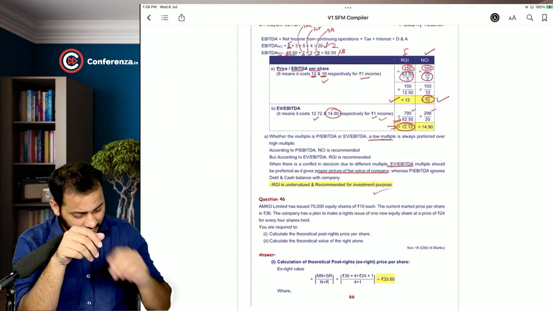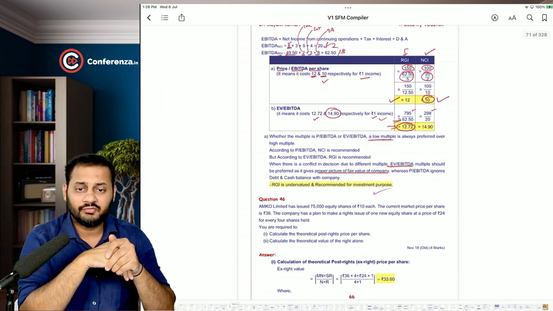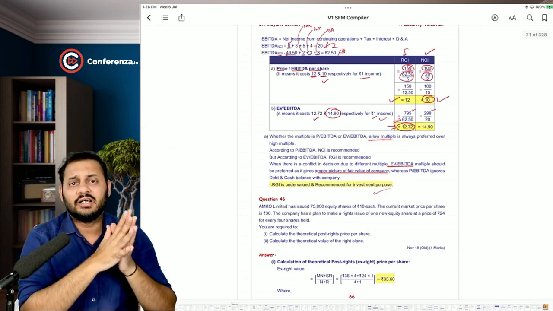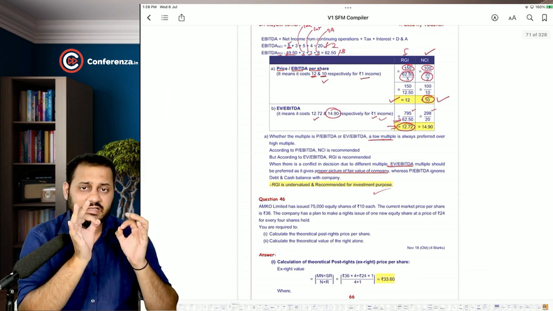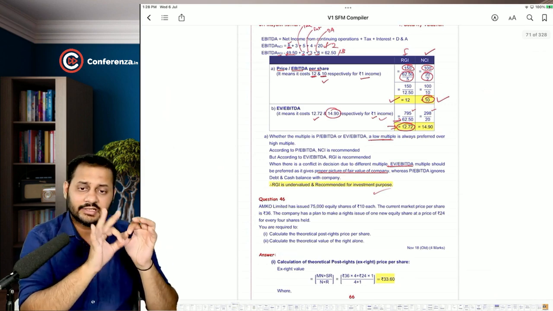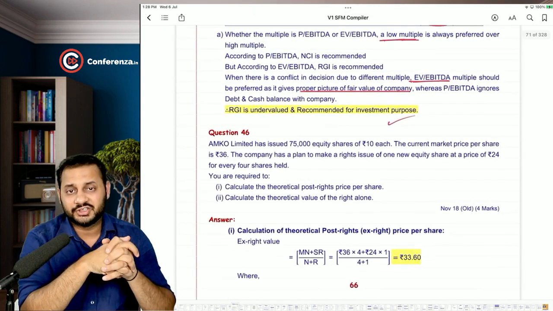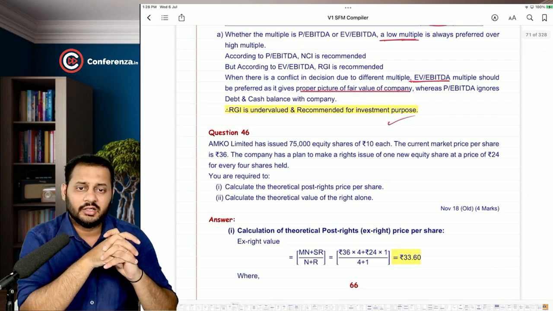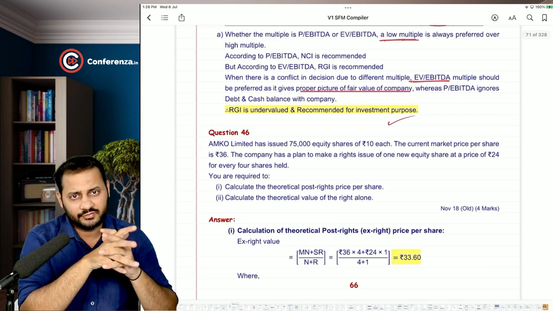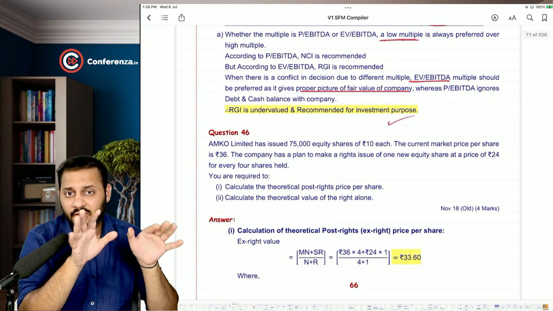Question number 45 it was. With this, we end our discussion of enterprise value. In the next part, I will just take a break. In the next part, we will start with the concept of rights shares. More on enterprise value can come in the exam, and in corporate valuation also we might have some questions. But that's it about enterprise value.